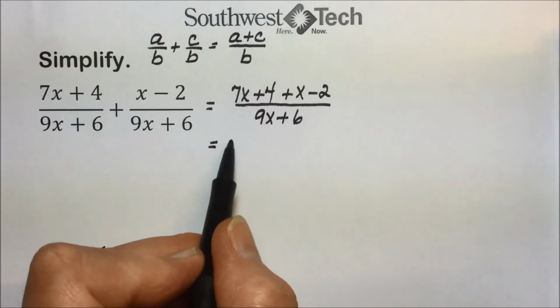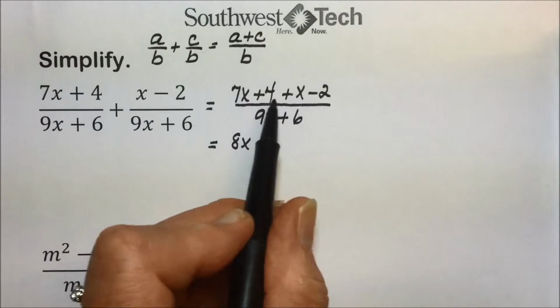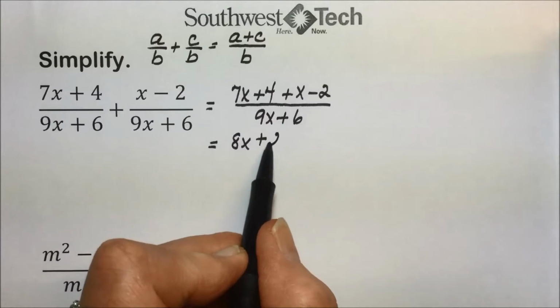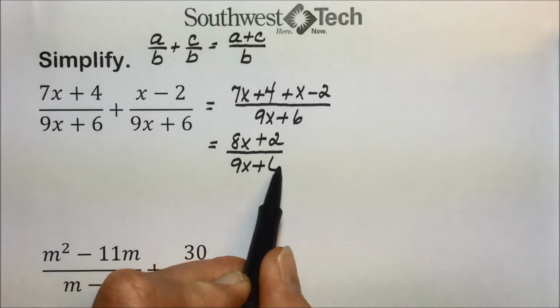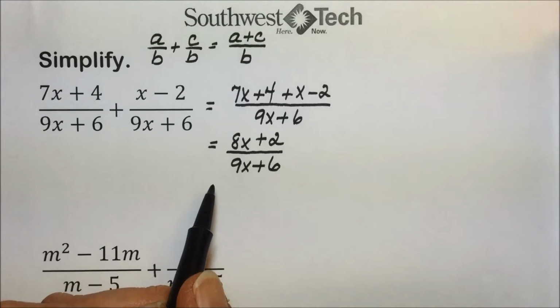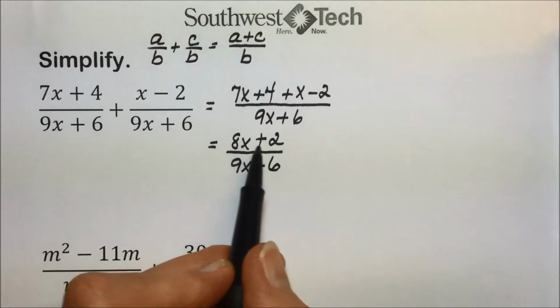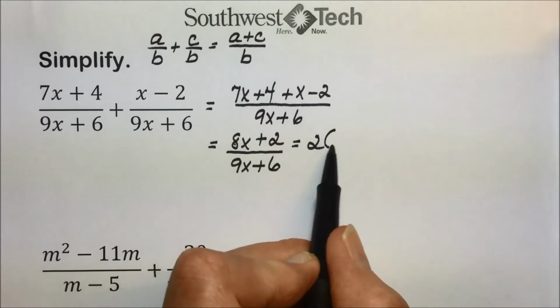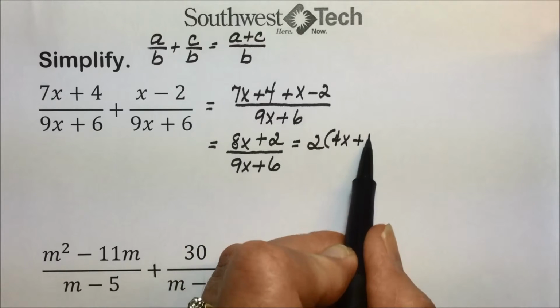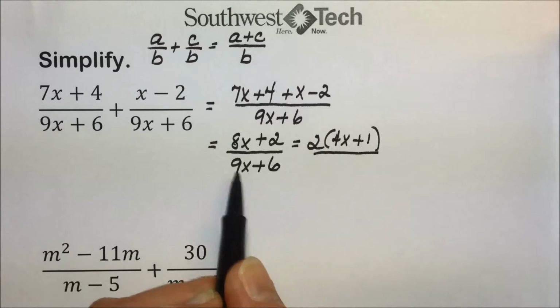Combining like terms in the numerator, 7x and 1x make an 8x. 4 minus 2 leaves a positive 2 over that common denominator. And just like fractions in arithmetic, where you're always wanting to express your answer in reduced form, we want to simplify our rational expressions. Common factor between these two terms in the numerator is a 2, leaving a 4x plus 1. We could do a quick distributive to verify we have an equivalent expression.